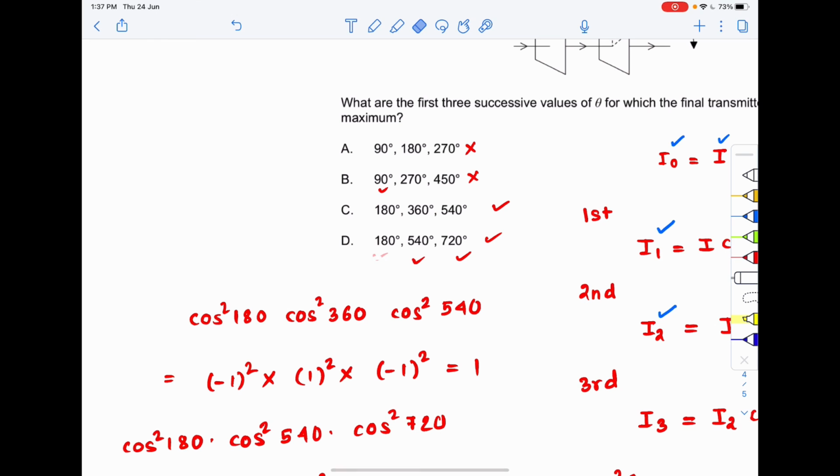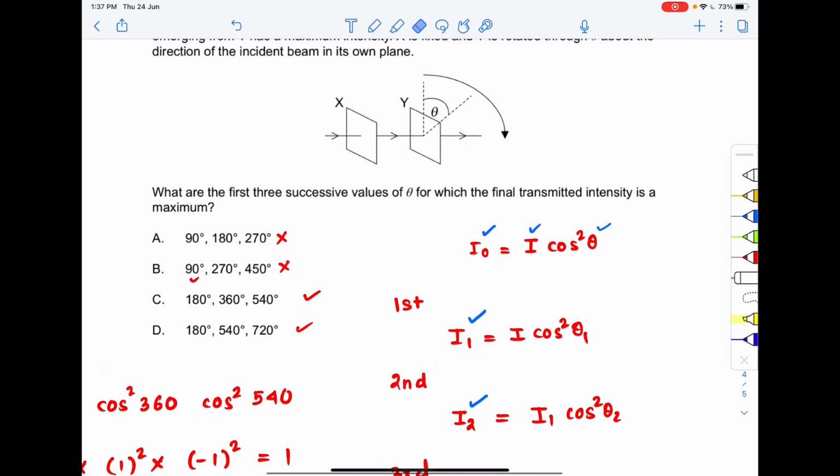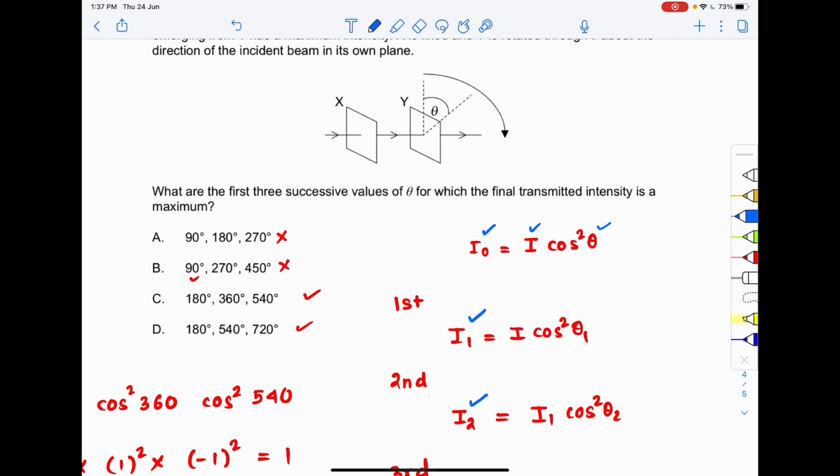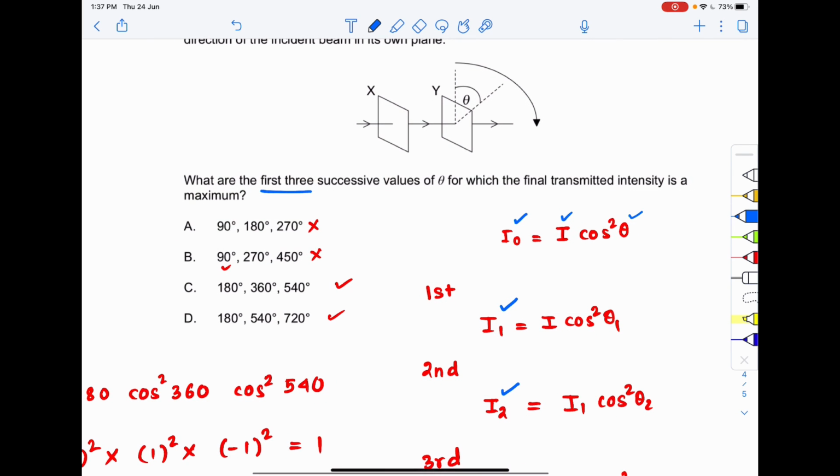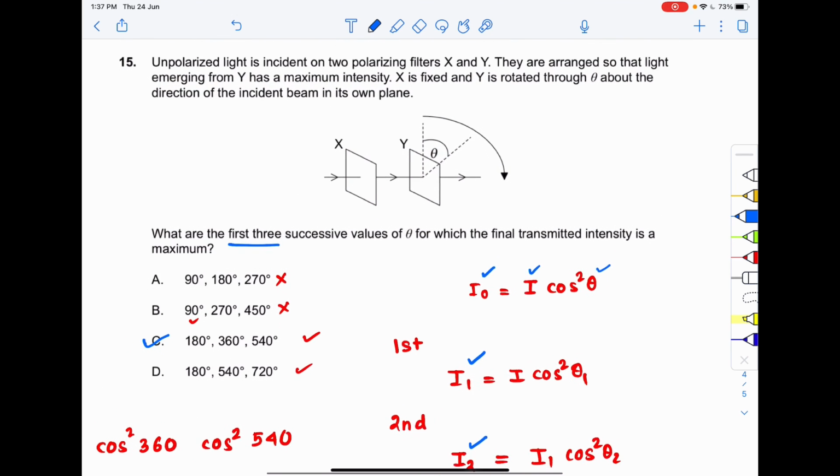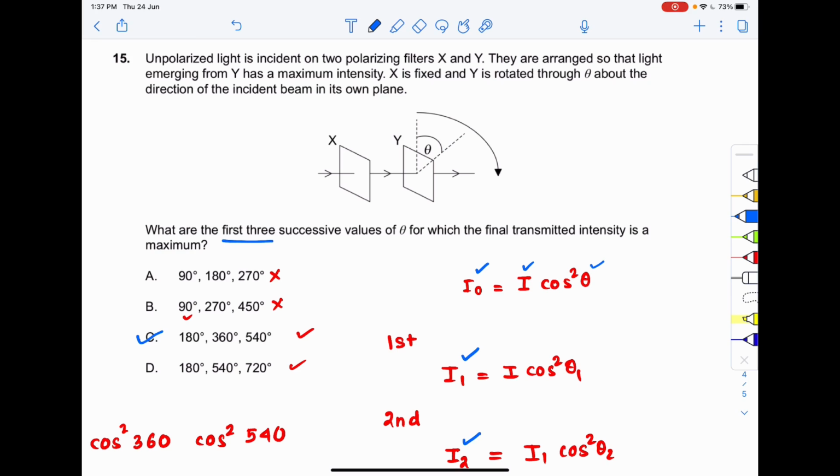But now read the question carefully. They are asking what are the first 3 successive values of theta for which the final transmitted intensity is maximum. First 3. For option C, this is 180, 360, 540. But for option D, this is 180, 540 and 720. So they are skipping 360, but for 360 also we get the correct value, right? So the first 3 values will be 180, 360 and 540. So the correct option to your question 15 will be option number C. I hope you got the question.